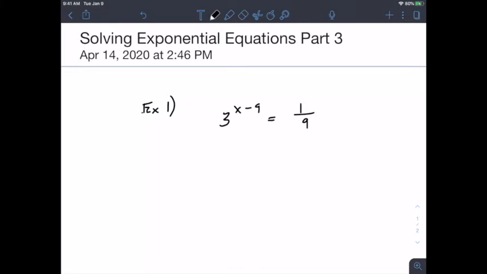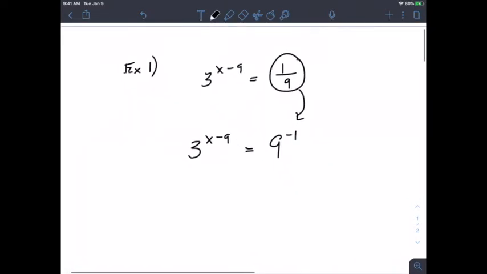Now this is a little bit different because this is a fraction here. So I'm going to turn this fraction into a number we can use. So I'm going to say 9 to the power of negative 1 is equal to 3 to the power of x minus 9. Okay, so now I can do that because now that gives me a number I can work with. So I'm going to break down this 9.